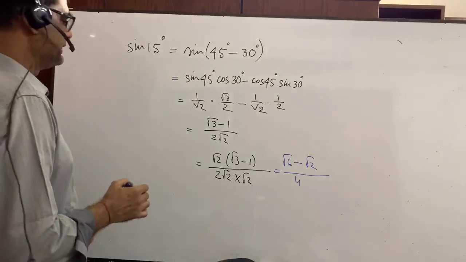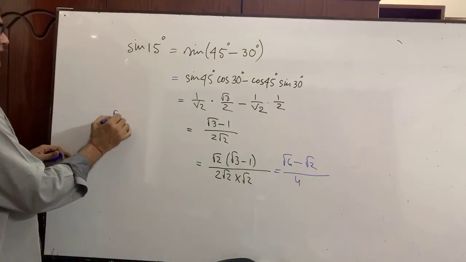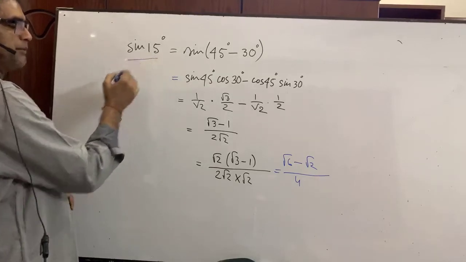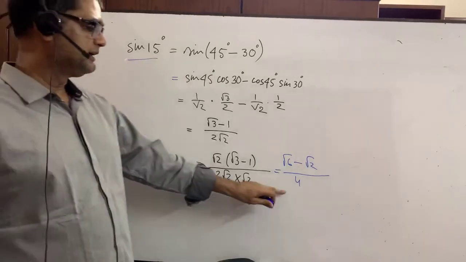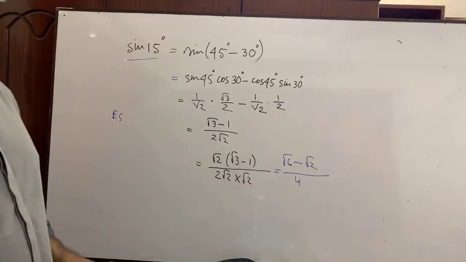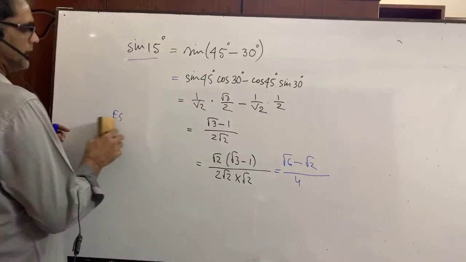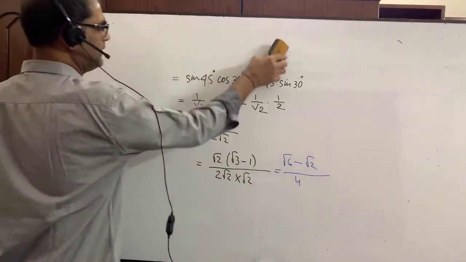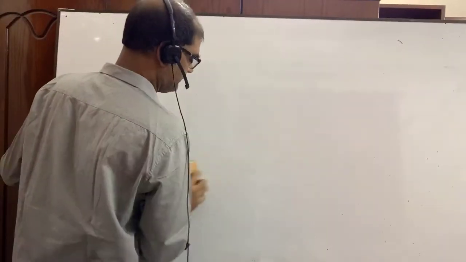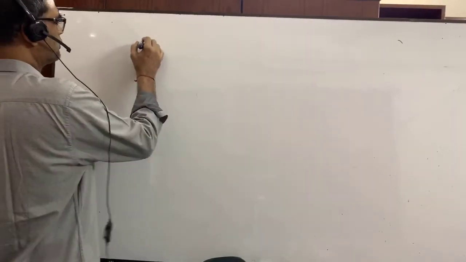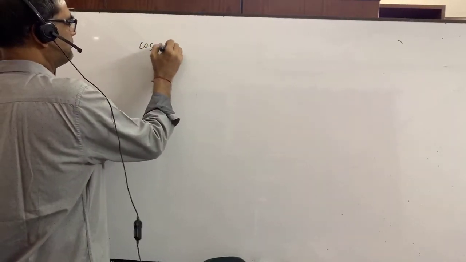If you have any scientific calculator and you operate sin 15, then you will get this value. Okay, let's do another math. Suppose now it is cosine 15 degree.